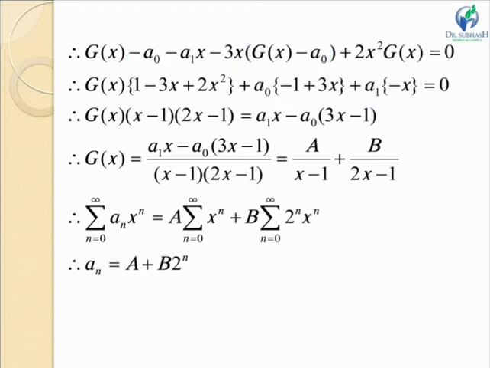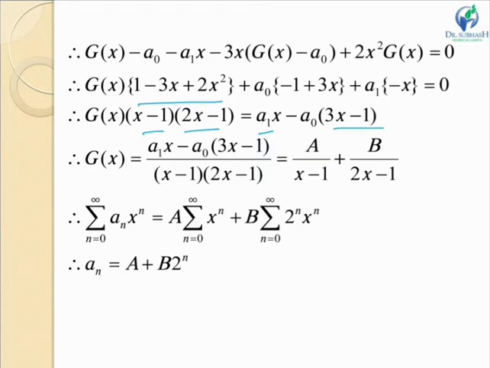Now see, by splitting the middle term we get here x minus 1 into 2x minus 1. I am taking the rest of the terms on the other side, so this will be changed to a1x minus a0 into 3x minus 1.